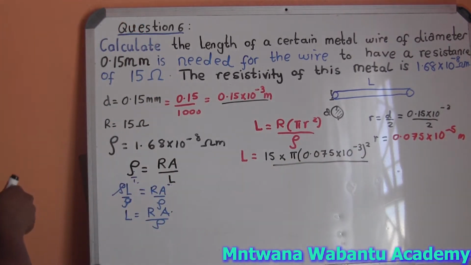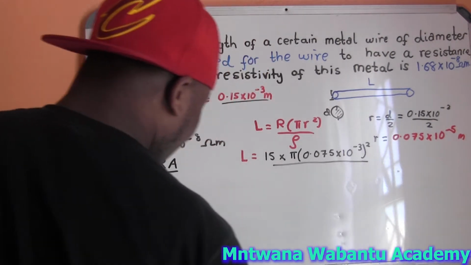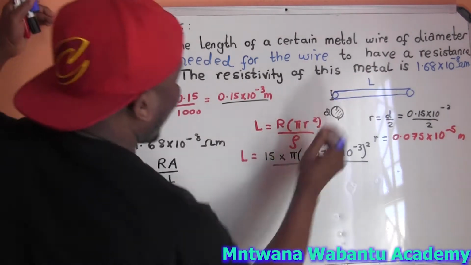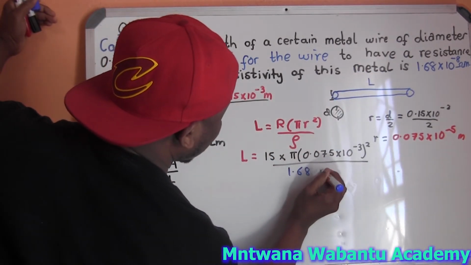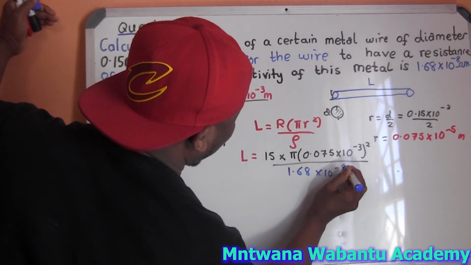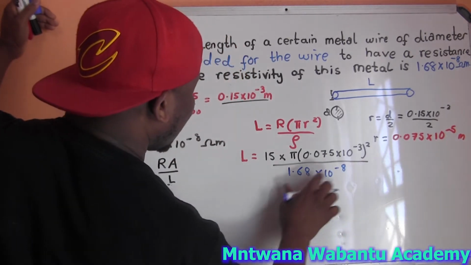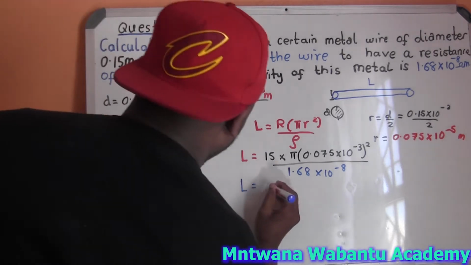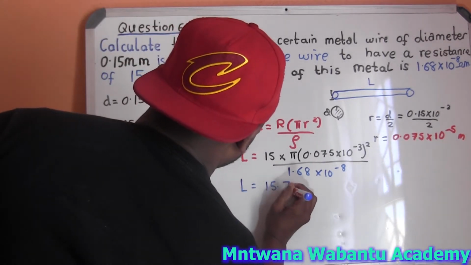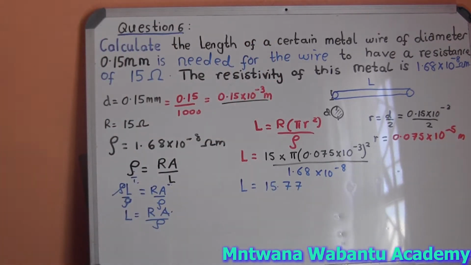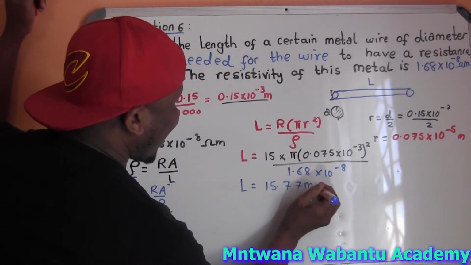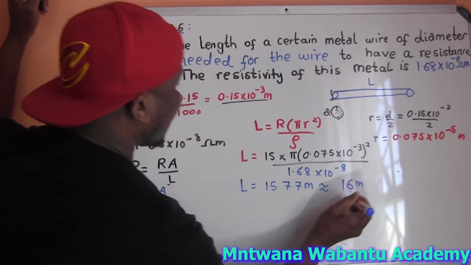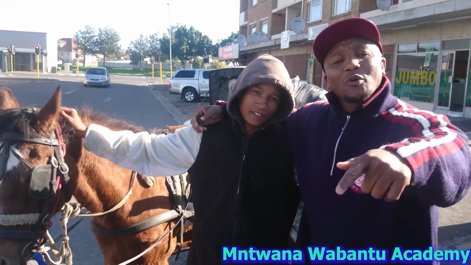And then over our resistivity. So what is our resistivity? Our resistivity, which is given, is 1.68 times 10 to the power negative 8. So now take this and plug it into the calculator, and we get our length. Our length is equal to 15.77 meters. This is what the length of the wire should be, or if you're approximating, this could be equal to 16.1 meters.